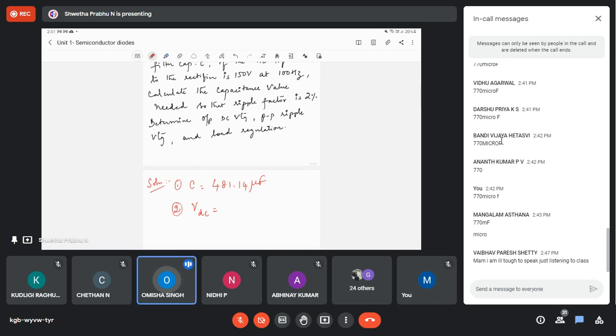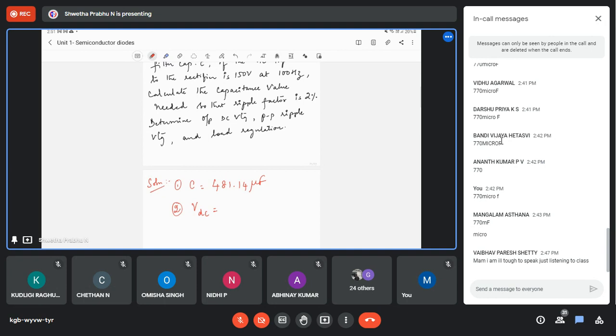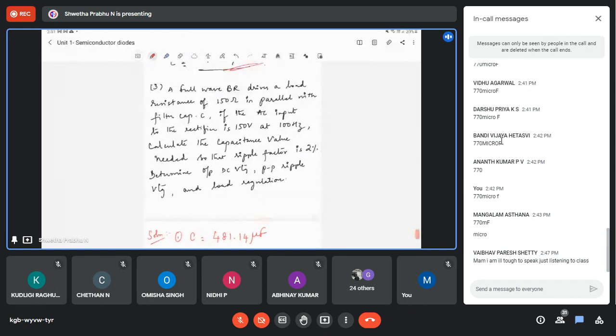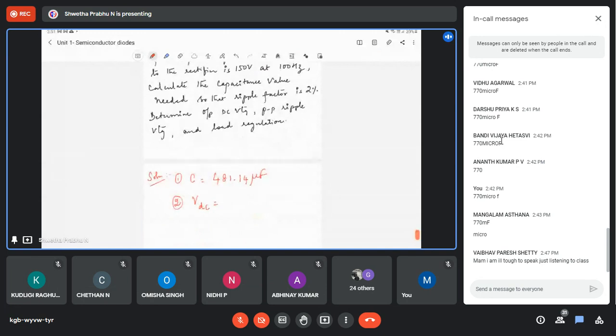VM is the same as VAC, right? No, VM and VAC can't be the same. They have given 150 volts, right? You have to find VM. The 150 volts, whatever they have given, will not be equal to VM, because this is not the peak amplitude. This is the input voltage.